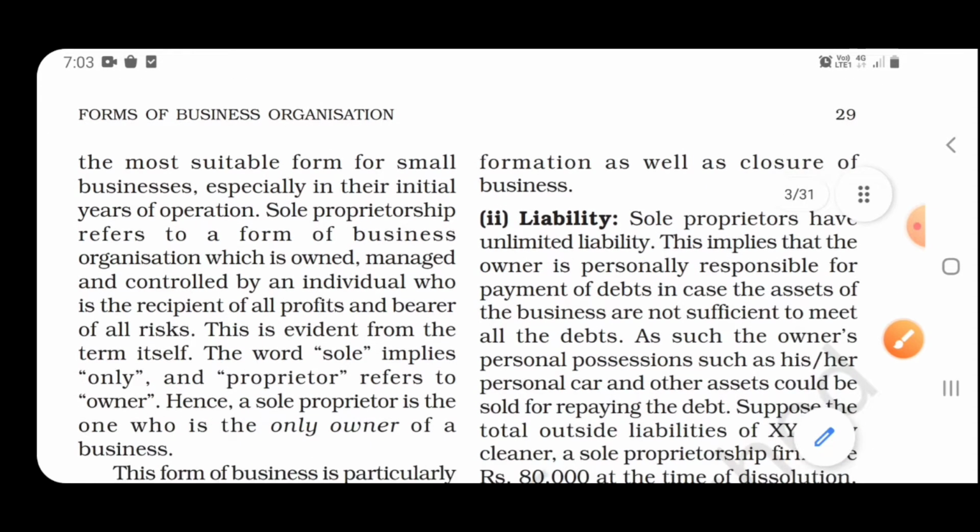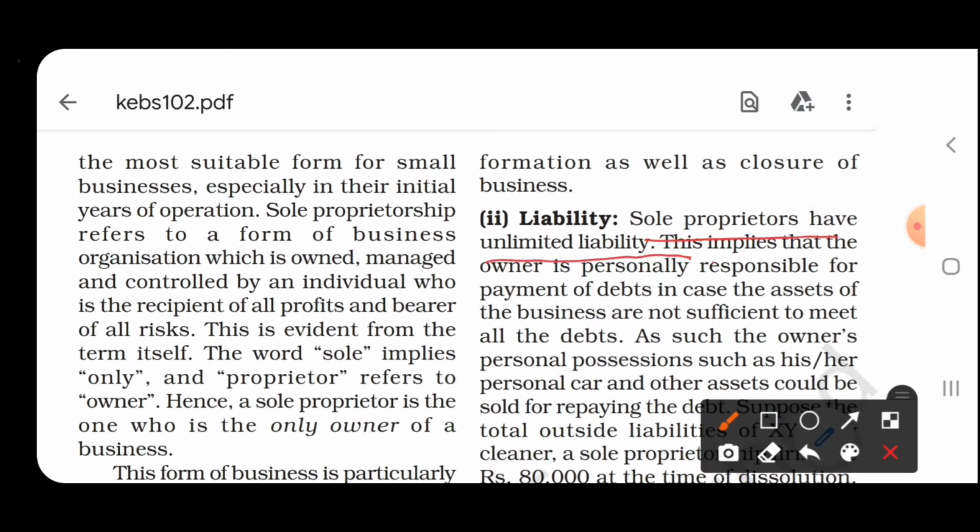That means sole proprietorship has unlimited liability. This implies that the owner is personally responsible for the payment of debts in case the assets of the business are not sufficient to meet all the debts. Since a single owner is doing all the business activities, if any debt occurs, then this single person, the individual, has to bear all these risks, and he is responsible for paying all the dues. So here the risk cannot be shared, the losses cannot be shared, because it's being carried by one person alone, so there is no other person to share.